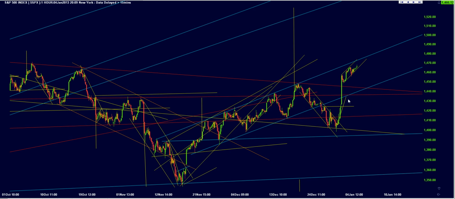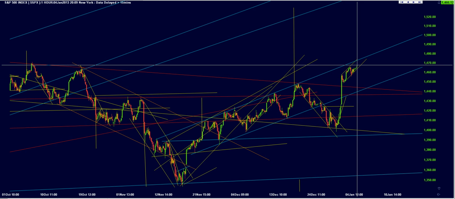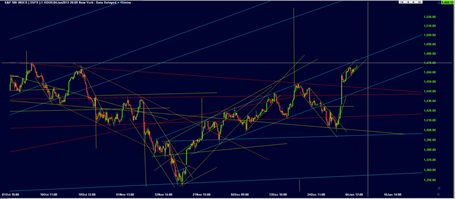So the very fact that this week in the S&P we've seen this massive gap up to the upside, and then we've seen for the rest of the week just these small moves to the upside, I would say that this is a bear flag pattern.